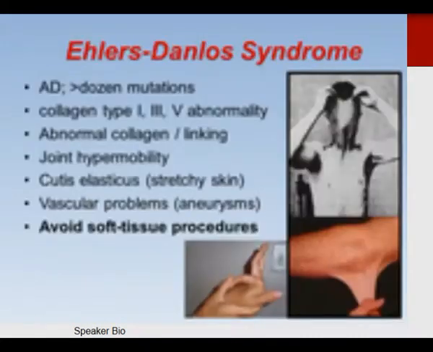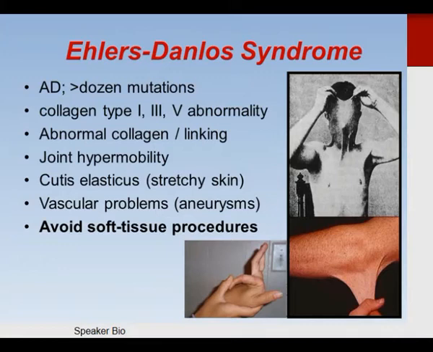Ehlers-Danlos syndrome is a condition that many of us see frequently in orthopedic surgery. There's over a dozen different mutations that cause this. The most common collagen types are types 1, type 3, and type 5. This is abnormal collagen or abnormal linking of the collagen. We see this as abnormal joint hypermobility, stretchy skin, and vascular problems. You should avoid soft tissue procedures in isolation in these patients as they are prone to failure.